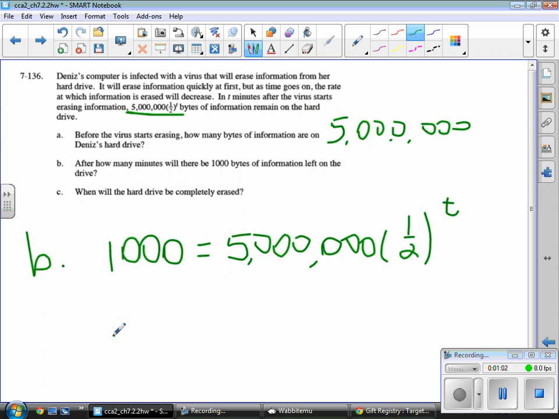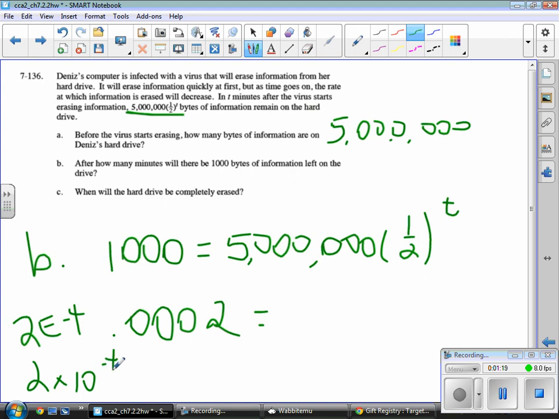I'm going to get 0.0002. On your calculator, it will most likely come out in scientific notation, but you should be able to change it. If it says 2e to the -4, that means 2 times 10 to the -4. It'll be better if you write it out in decimals. So that equals 1/2 to the t power.